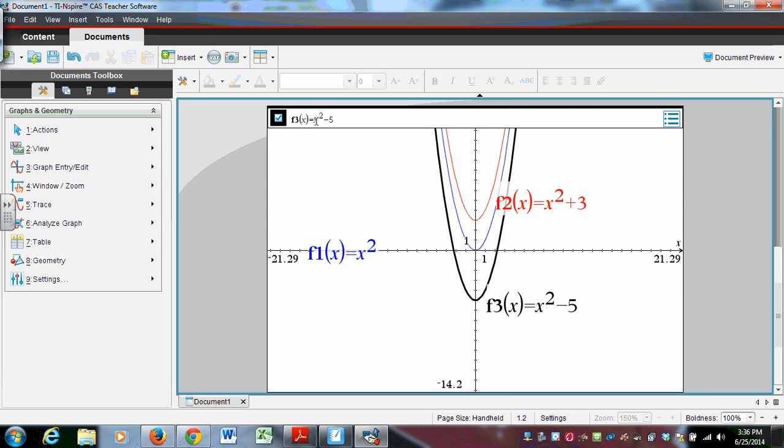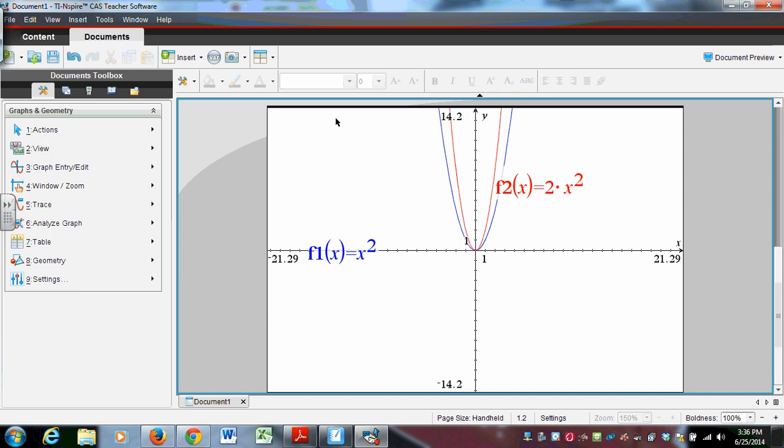Let's see, let's get rid of this. Oh, that's not good. Let's get rid of this. And let's look at 2x squared, or 0.3x squared. The 2x squared is narrower. The 0.3x squared is wider.